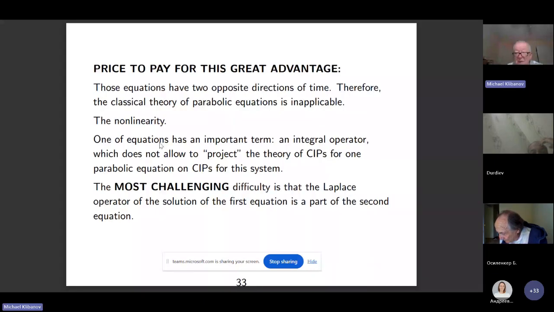Next, one of the equations contains an integral operator, which, at least I don't know of any such works, was never done in parabolic partial differential equations theory. But the main challenge is that it is unclear what the principal part of the operator is. Why? Because the Laplace operator of the solution of the first equation is a part of the second. So you don't know what is actually going on.